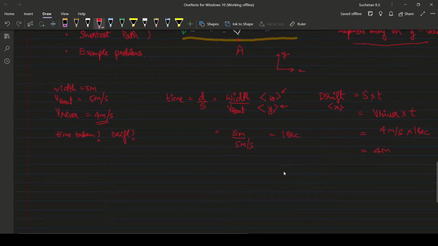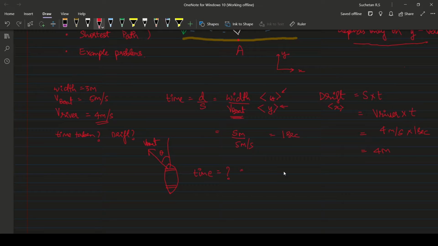Now I have a small challenge for you. Just take a moment and think about it. Now if I say that this is the boat and we have given velocity of the boat in this direction, and this is making an angle theta with the y-axis. Now can you tell me, while finding the time, what will be the velocity of the boat you'll take? Take a moment, think about it, and then start playing the video.